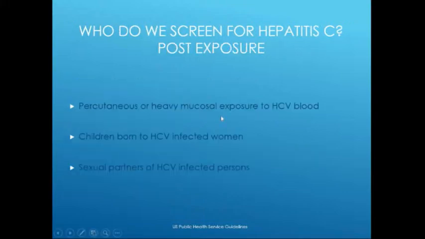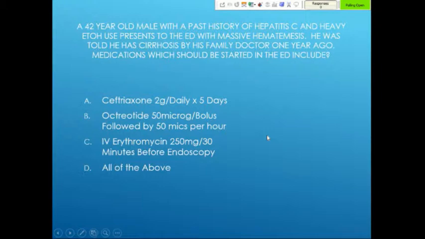If, God forbid, we get stuck by a needle this afternoon, who do we survey? Well, percutaneous or heavy mucosal exposure to HCV, children born to HCV-infected women. Sexual transmission is a very poor way to transmit hepatitis C. When AIDS originally came about, you could see when the AIDS epidemic rose, hepatitis B transmission rose with the AIDS epidemic, but hepatitis C stayed flat. So even years ago, they knew that patients that had AIDS had higher risk for hepatitis B, but just by sexual transmission, they were totally flat for hepatitis C. So it's a pretty poor way to transmit hepatitis C.